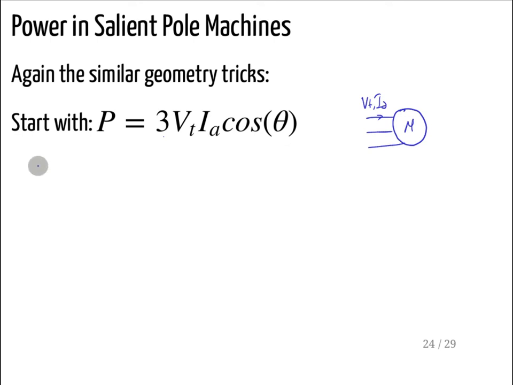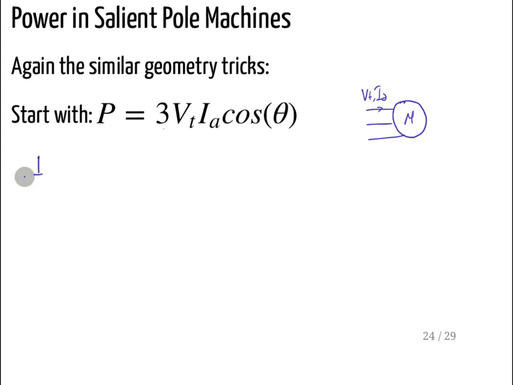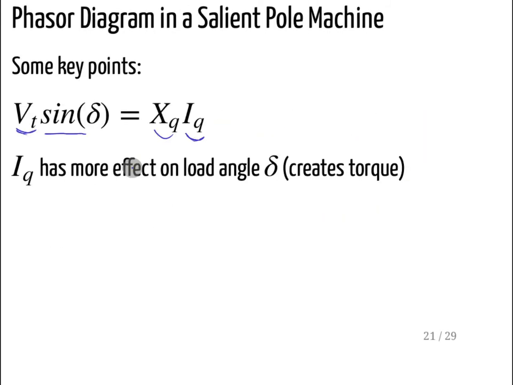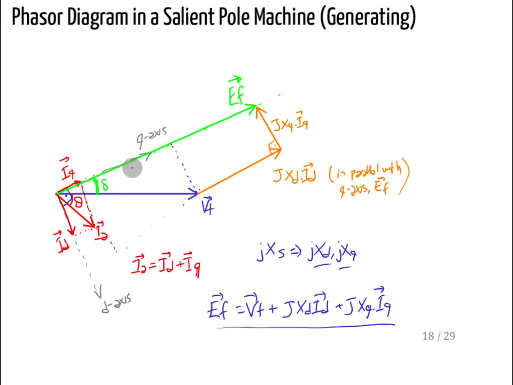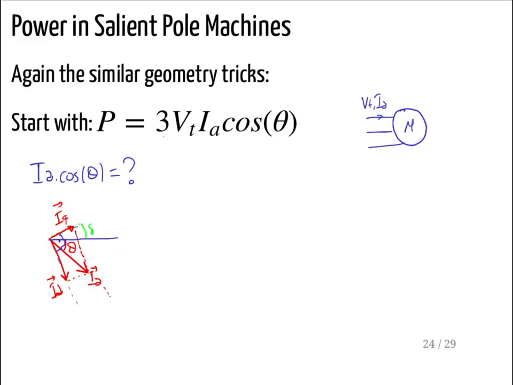So how can I write IA cos theta? Let's go back here to our schematic. I would like to draw that component. Let me copy that one, I have the same figure here. I would like to find that distance, because that distance is IA cos theta. Let me use a different color.